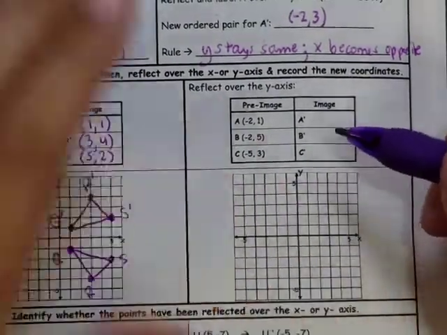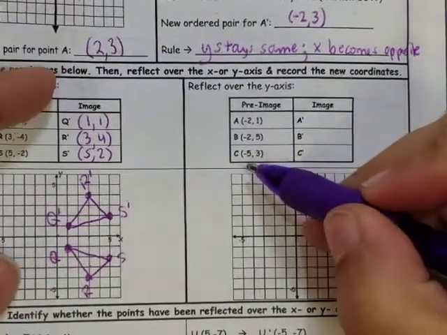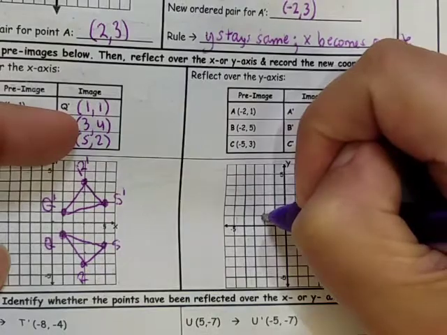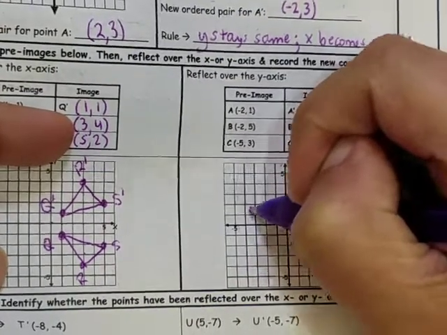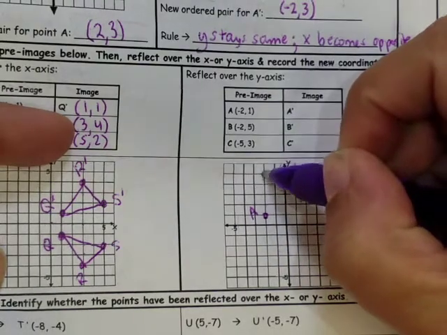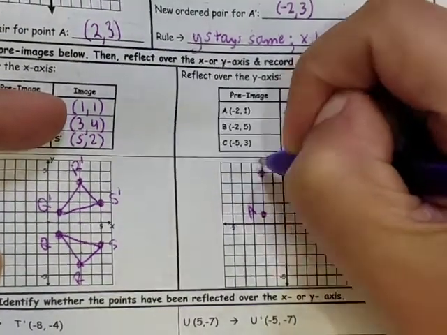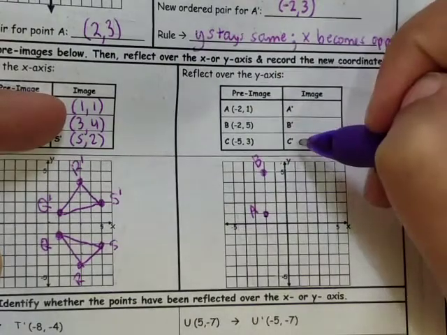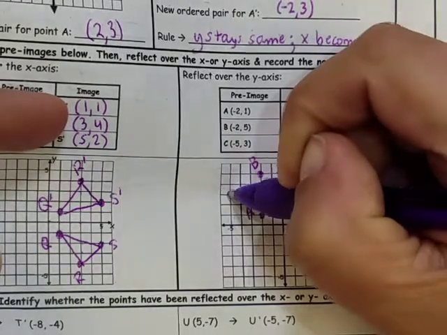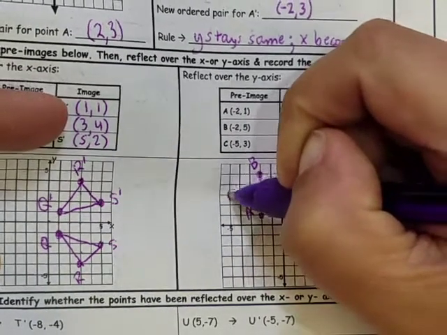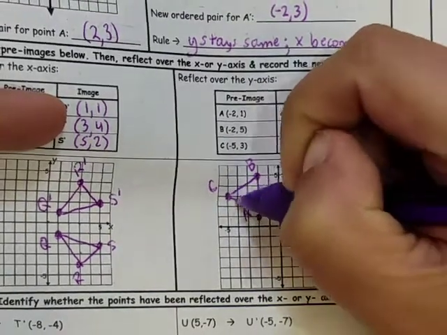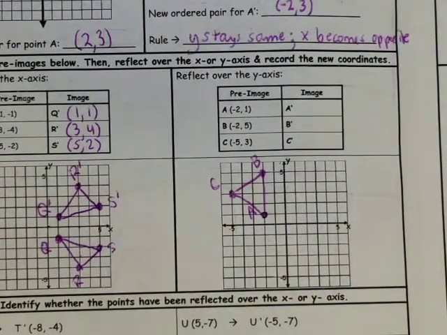All right, let's try this next triangle, ABC. So let's go ahead and graph negative 2, 1. So negative 2, positive 1, that's my A. B is negative 2, 5, so negative 2, 5. And then C is negative 5, positive 3. Okay, so there's my triangle ABC.